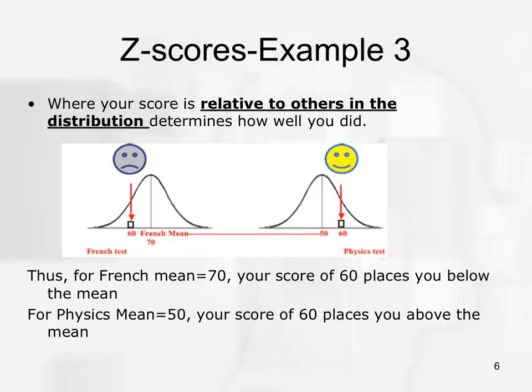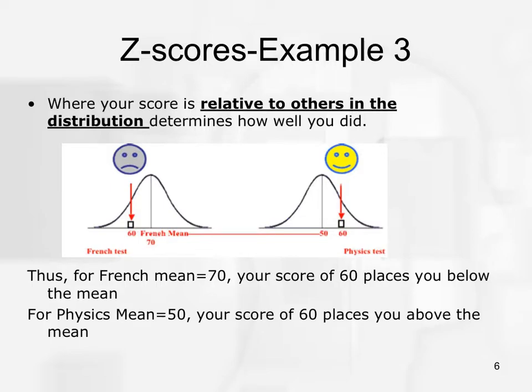All right, so part of how you understand whether or not you have a high or a low score is really determined by others in the distribution. So it's a relative score. If we look at the physics test, which is on the right-hand side of your screen with the happy yellow face emoticon, what you see is, sure enough, that the mean for the physics test was 50, and having a score of 60 placed you above the mean. So that means you did better than average, so you should be happy.